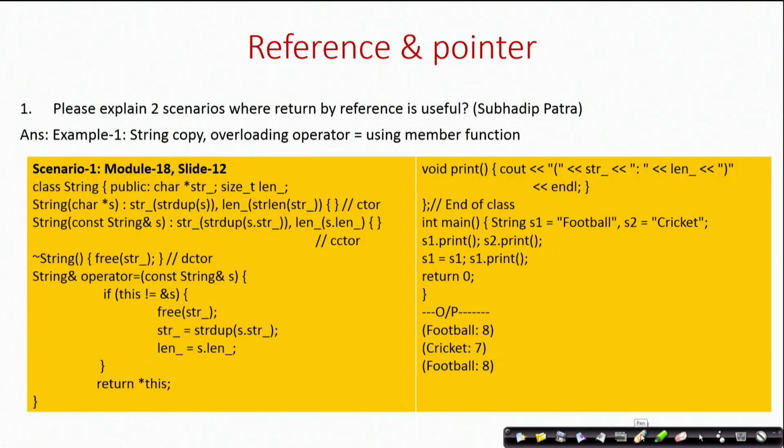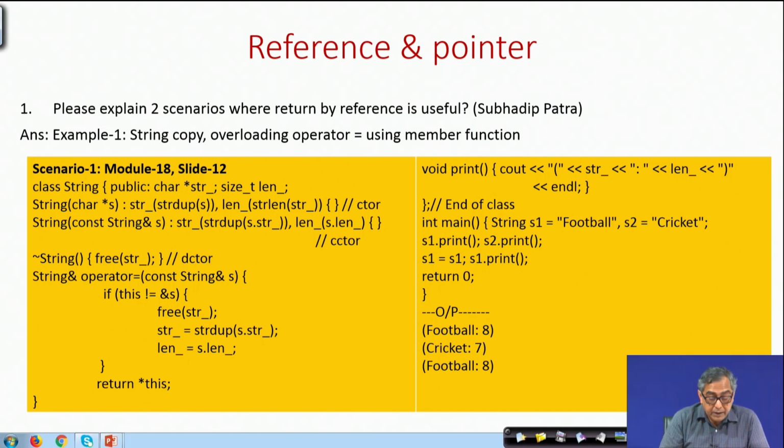Okay. So, let us move on to an interesting question from Shubhodip Patro, who asks to explain two scenarios where return by reference is useful. So, for everybody's consumption, there are two kinds of returns, like there are two kinds of call. You can call by value, where the actual parameter is copied to the formal parameter, and there is call by reference, where the reference to the actual parameter is set to the formal parameter. So, if I do call by reference, the changes do come back.